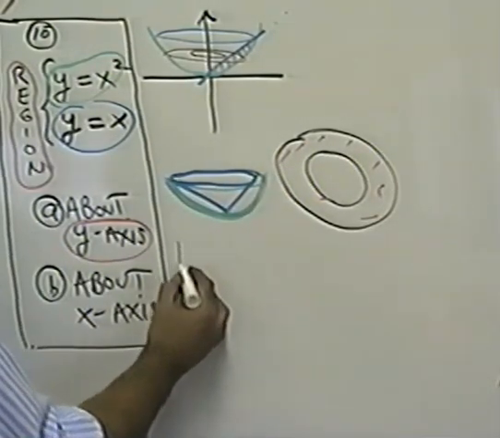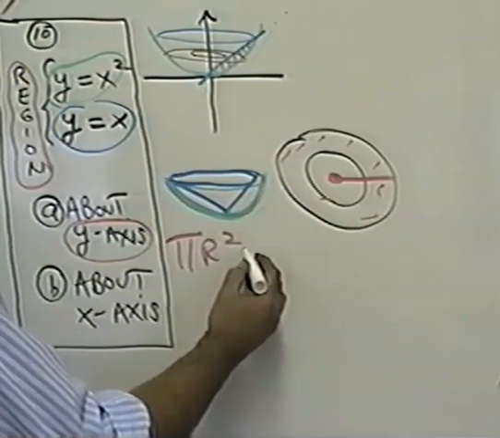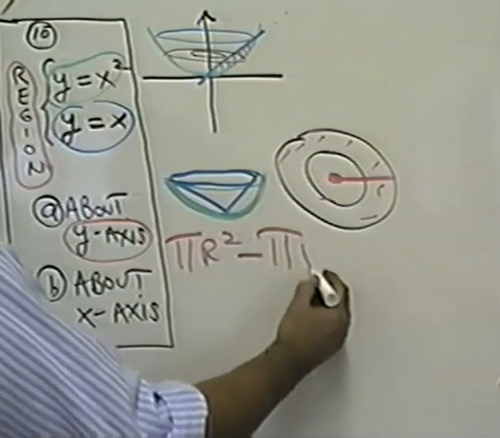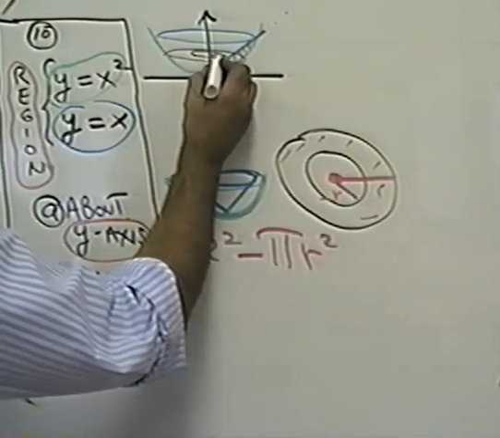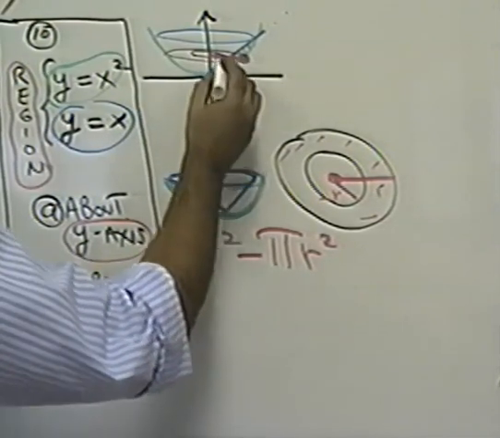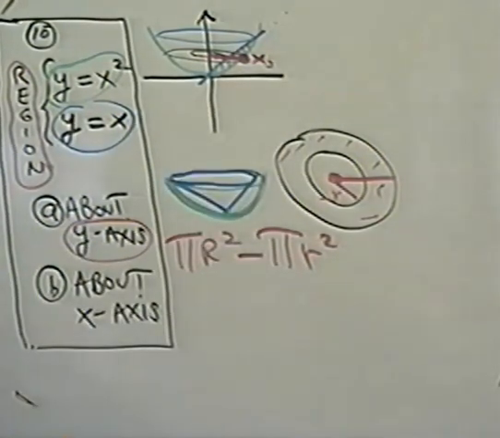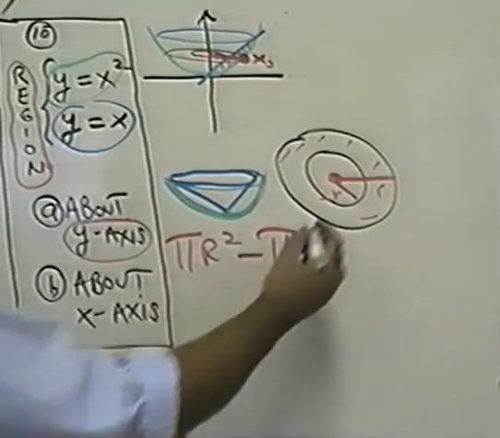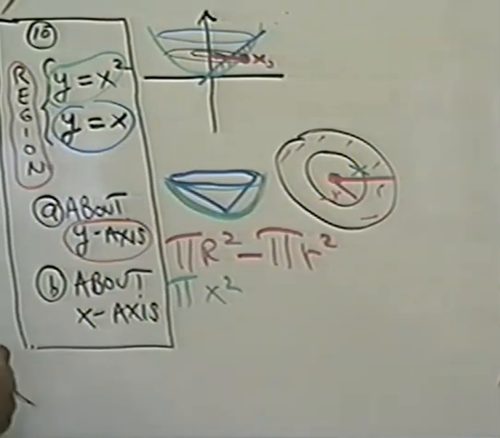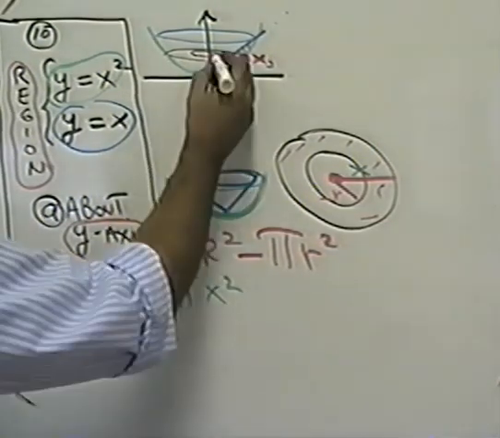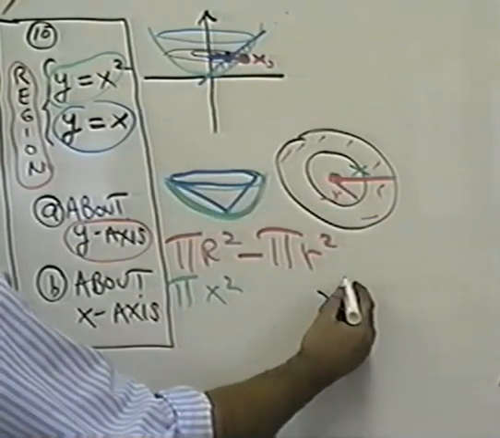So that would be pi times big R squared minus pi little r squared. And the big R is the radius from here out to the green curve. So that's going to be the x value on the green curve for the first circle. The inner circle's radius here would be the x value on the blue curve.